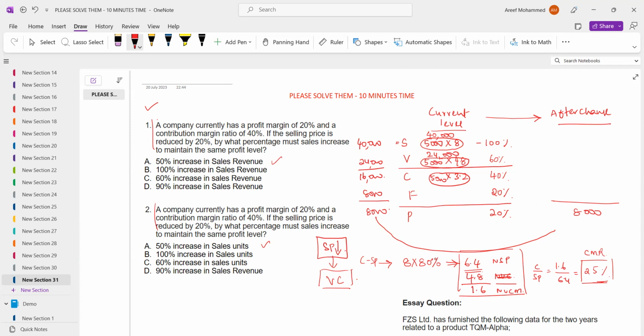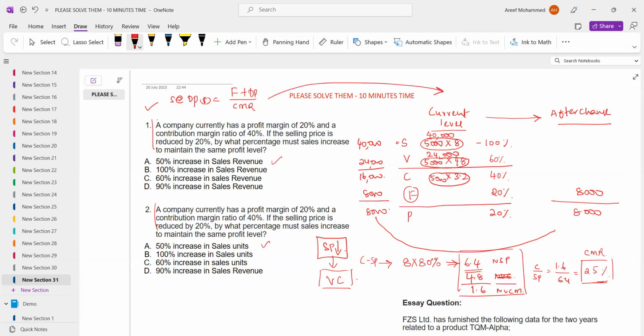Now you tell me, variable cost doesn't change if selling prices change. What about fixed cost? Will it change? No, it will not change. So that means your fixed cost will also be the same, 8,000. Now what we need is the sales required at desired profit in dollars. The formula is fixed cost plus desired profit divided by the new CMR, contribution margin ratio, correct?